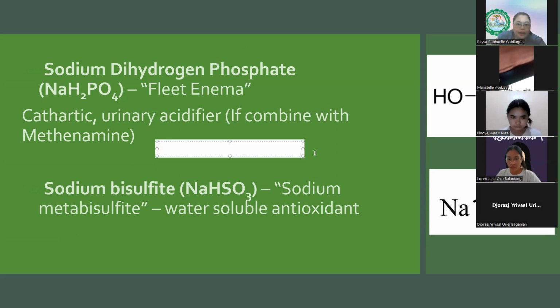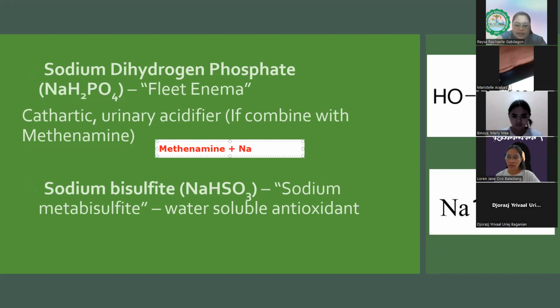So one example of the use of sodium dihydrogen phosphate as a urinary acidifier is if we give the patient methenamine. Methenamine is a drug, considered as an antibiotic. Actually, it's not an antibiotic. It's an antibacterial used for UTI. Okay, it is used for UTI. But methenamine itself cannot kill the bacteria. So you first need to convert it into formaldehyde. Now, you can only convert it into formaldehyde when the environment is acidic.